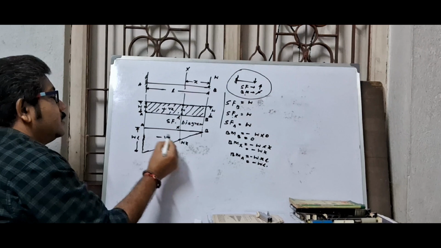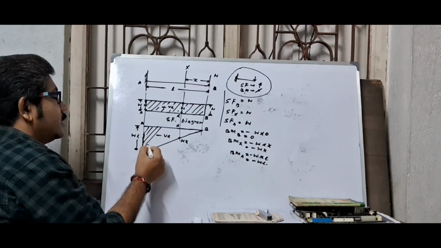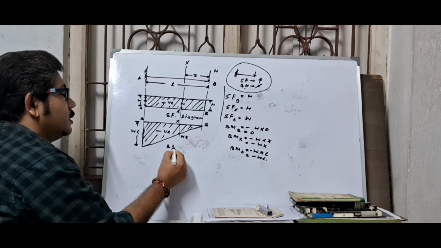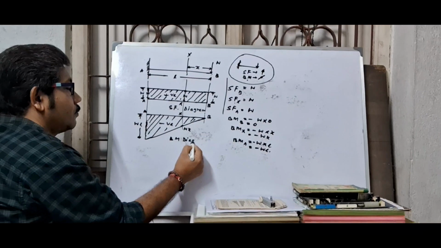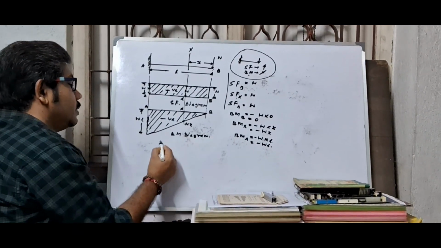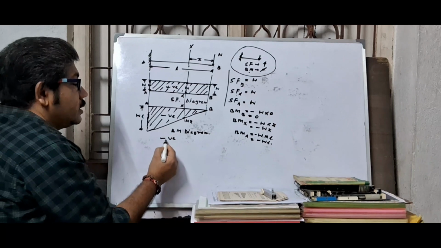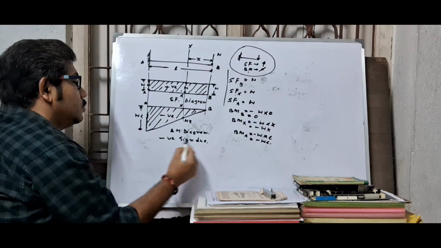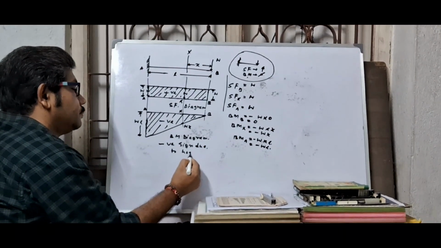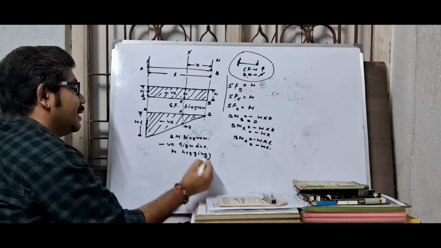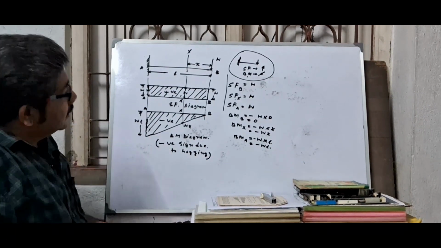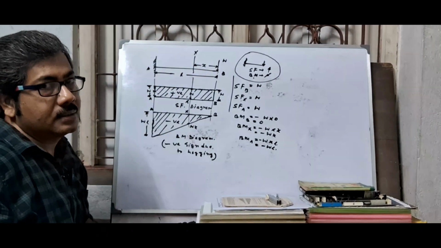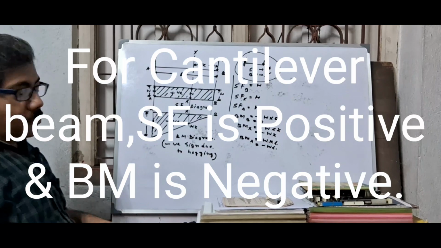And this is negative, and here the section line. Okay, this is the BM diagram. It should be noted the negative sign is due to hogging. Hogging means negative moment. This is the SF and BM diagram for a cantilever beam carrying a point load at its free end. Okay, now another problem.